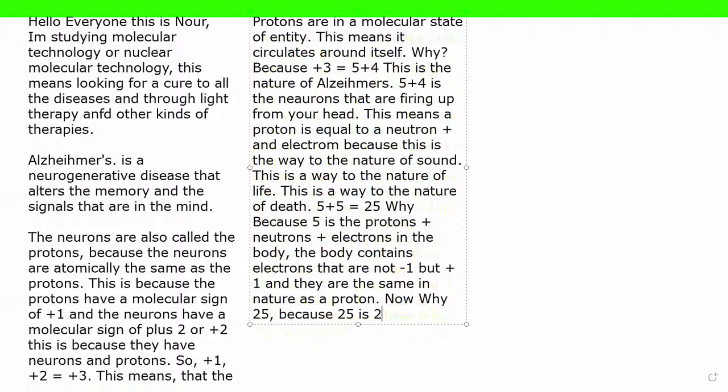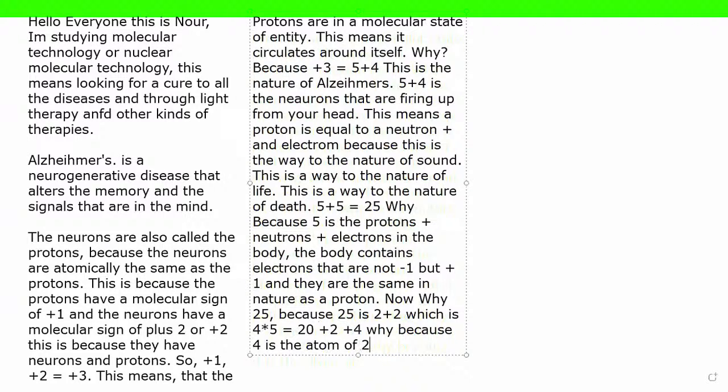25 is 2 plus 2, which is 4, times 5, which is equal to 20, plus 2 plus 4. Why? Because 4, so this would be 20, 22, 26, but it would be 24. Why? Because 4 is the atom of 20.